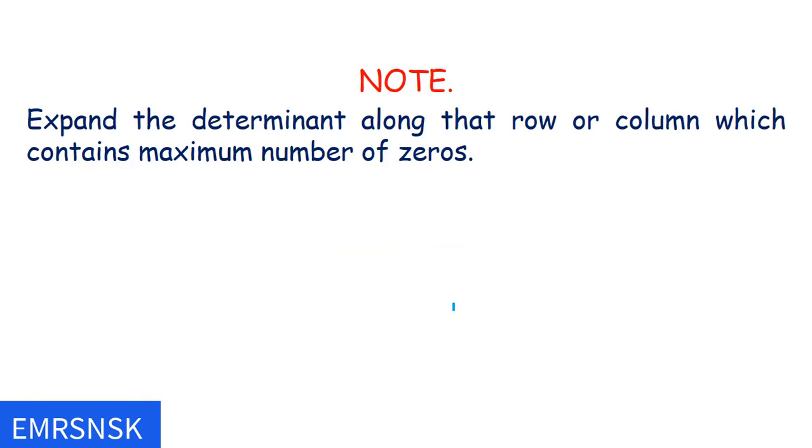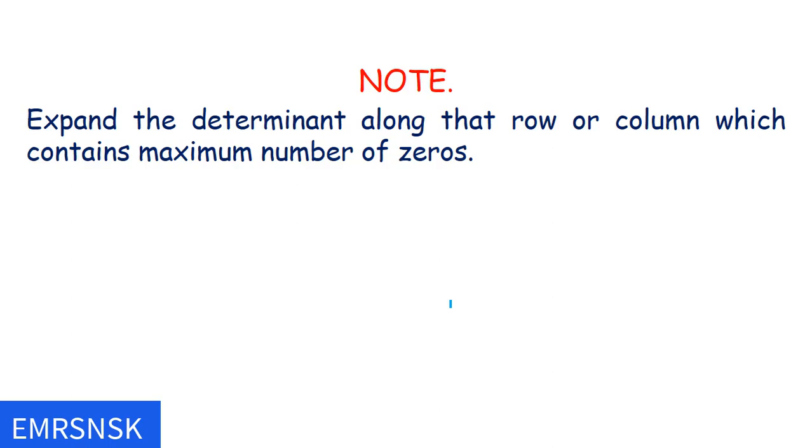So note one thing: expand the determinant along a row or column which contains the maximum number of zeros. What will happen is the calculations will be easier, because the maximum number of zeros will reduce your calculations.